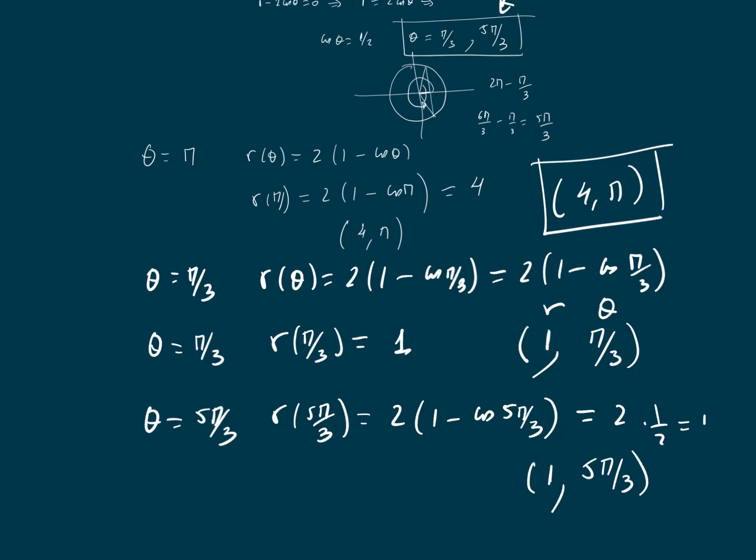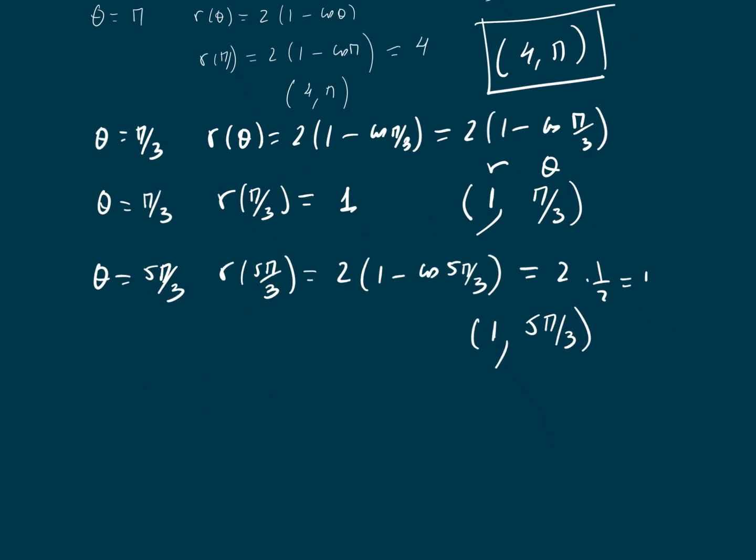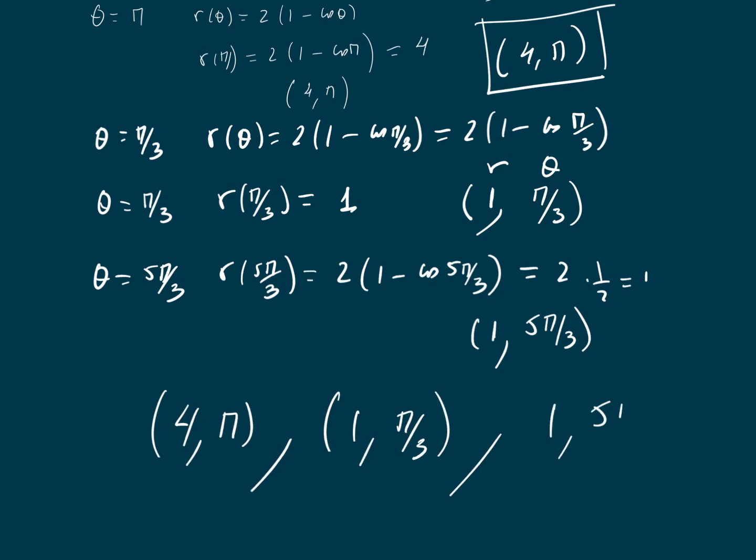As a conclusion, we found the 3 points that have vertical tangents. There are 4 comma pi, 1 comma pi divided by 3, and 1 comma 5 pi divided by 3. Now, where are these points?